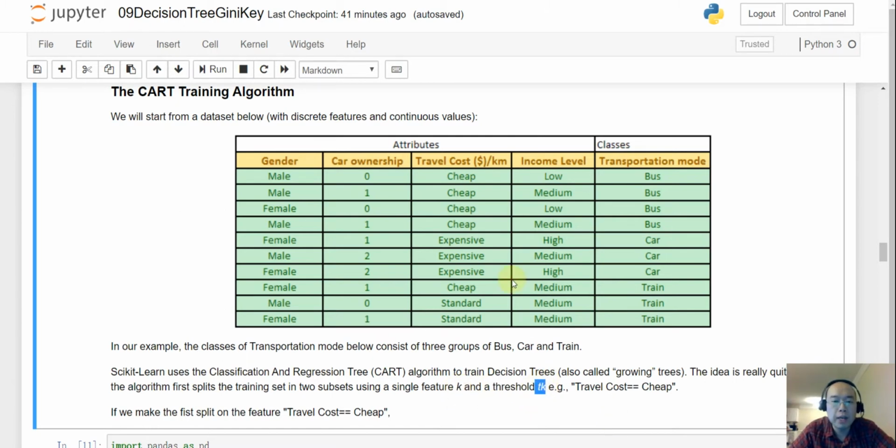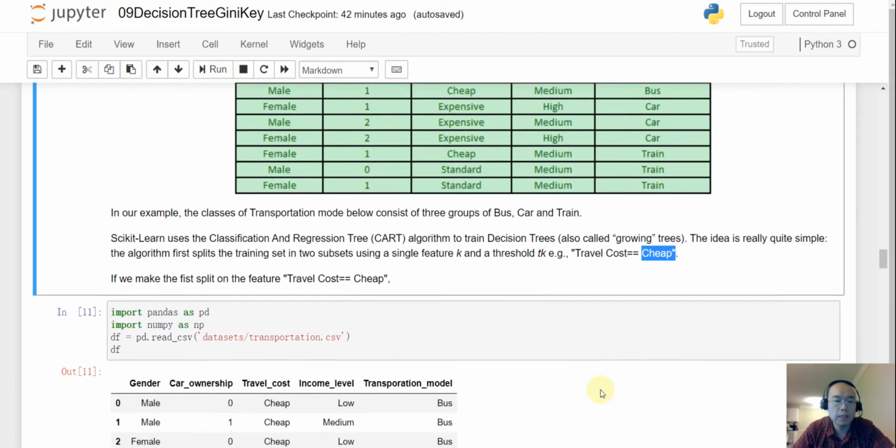So for example, we can pick the travel cost. If the travel cost is cheap, then on the true side we move all those samples to one side, and for all the samples with travel cost not equal to cheap, we move them to the right side. So that is a split. Okay, this is just one of the many choices for the split. After we do this split hypothetically, the next part is we want to evaluate whether this split is a good split or not.